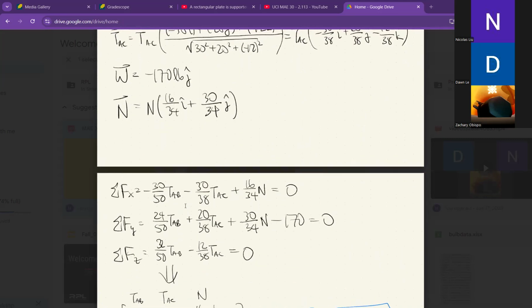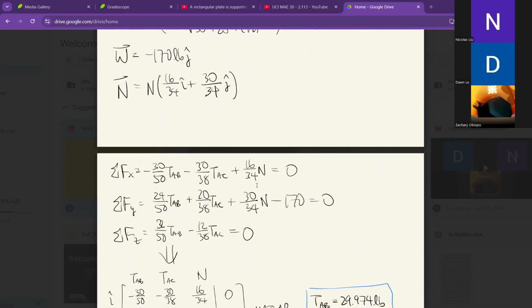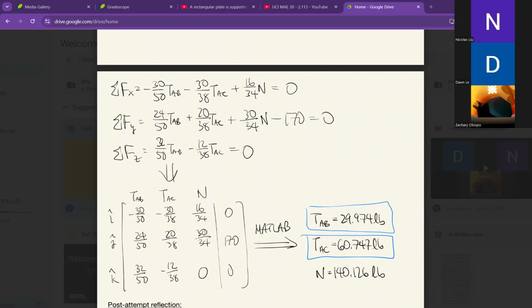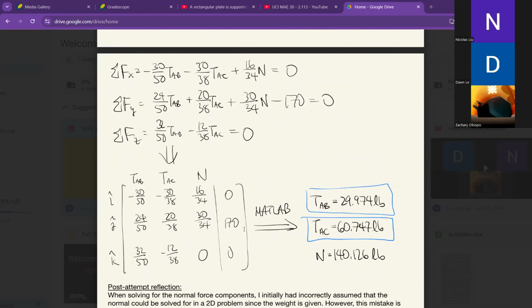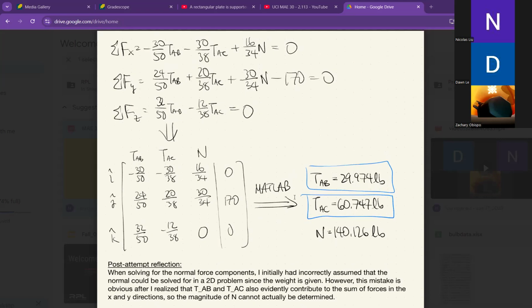After that, I summed up all the forces in all of the different directions, which should all equal 0. And then I converted that to a matrix, which you can see here. And then I put it into a matrix calculator, and it spit out these values. I could have solved it by hand, not using a matrix, but it is easier this way. And I think they told us we could use matrix calculators. So that's how I got these answers.